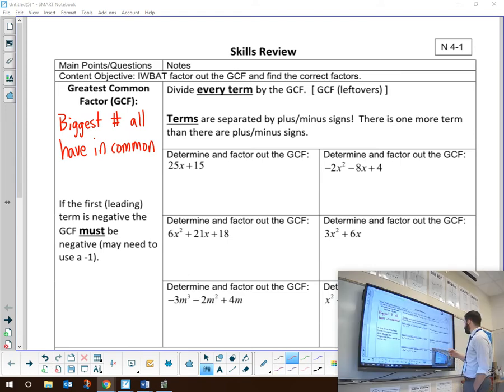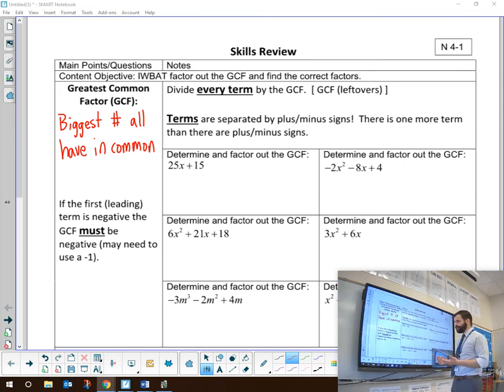The first skill that we really need to review is greatest common factor. This is something you've been doing since elementary school, middle school, okay? But all we're going to be doing is thinking about what a greatest common factor is. Well, a greatest common factor is the biggest number that two numbers have in common. So for instance, the greatest common factor of 4 and 6 is 2, because 2 goes into 4 and 2 goes into 6. Another example would be the greatest common factor of 9 and 15 is 3. 3 goes into 9 and 3 goes into 15.